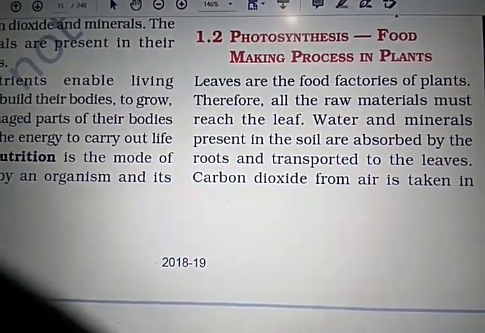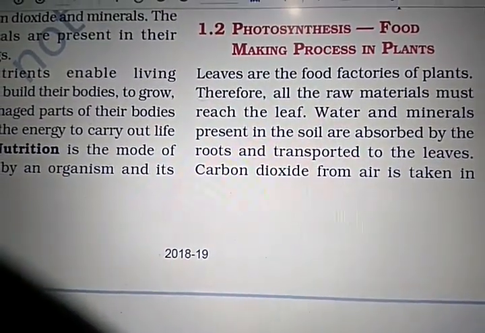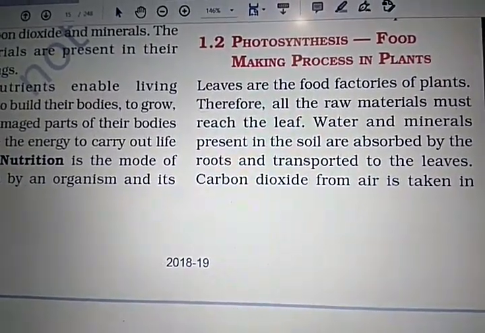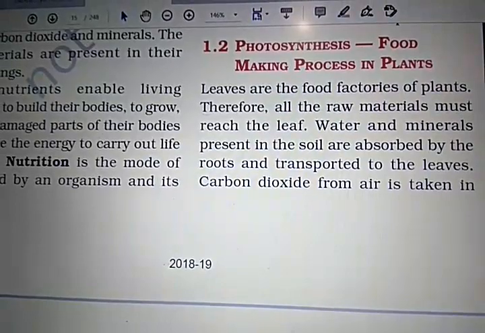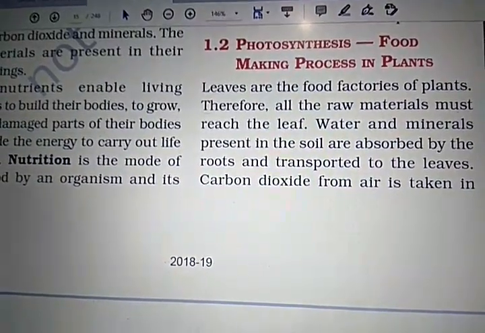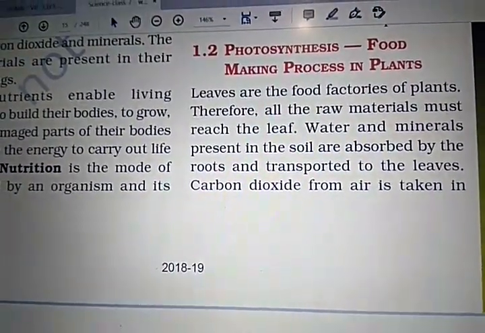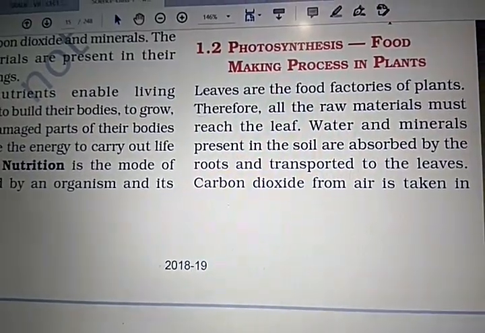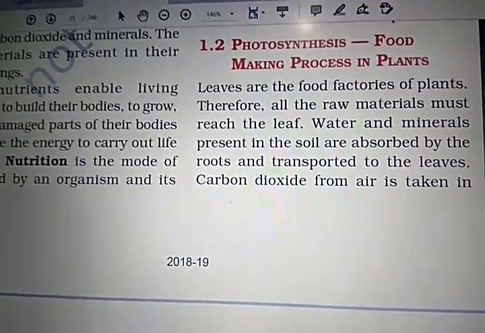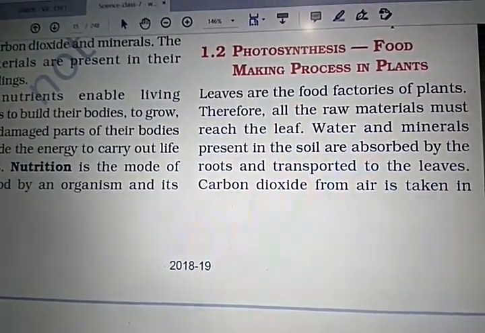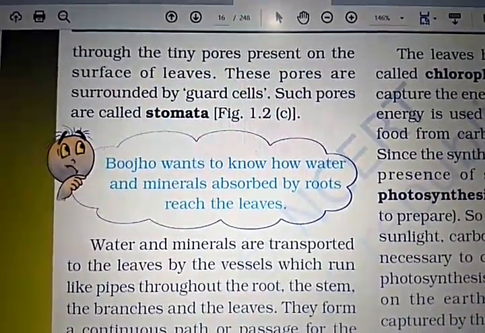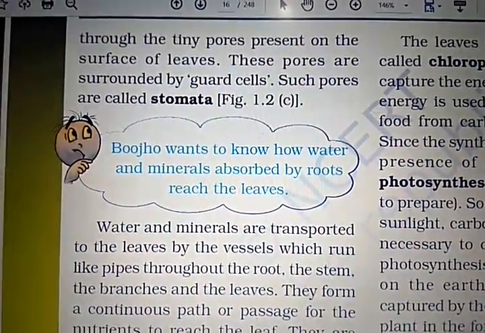Here you can see leaves are the food factories of plants. Do you know the food is prepared by which part of the plant? Leaves. That's why we can say leaves are the food factories of plants, or the kitchen of plants. Therefore, all the raw materials must reach the leaf. Water and minerals present in the soil are absorbed by the roots and transported to the leaves. Carbon dioxide from air is taken in through tiny pores present on the surface of leaves.